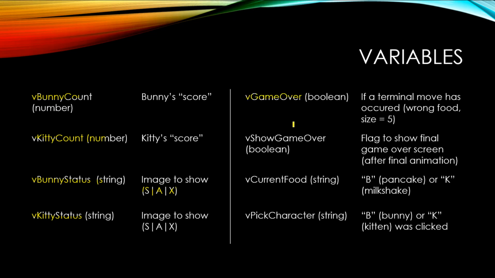And also the show game over, so that's a flag just to control our final game over banner after all the final animations have happened. A string to represent the current food: B for pancake, that's what the bunny eats, or K for milkshake, that's what the kitty eats. And then finally a variable to hold what character has been selected.